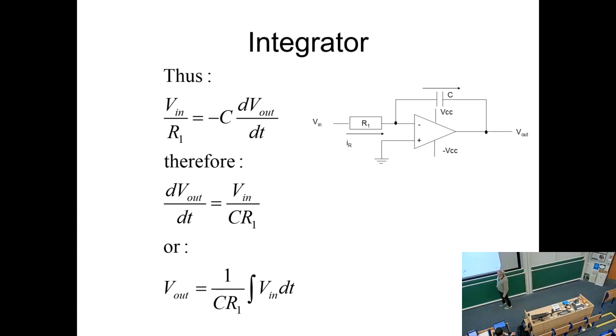dV out by dt equals minus V in over CR, or V out is minus 1 over CR times the integral of V in dt. Okay, because we've integrated the differential to get our value of V out, because that's what we're interested in. Turns out to be related to the integral of the input. So V out is proportional to the integral of V in, with a scaling factor of 1 over CR in front of it. Standard virtual ground analysis, straightforward. That's our transfer function, because it relates V out to V in.